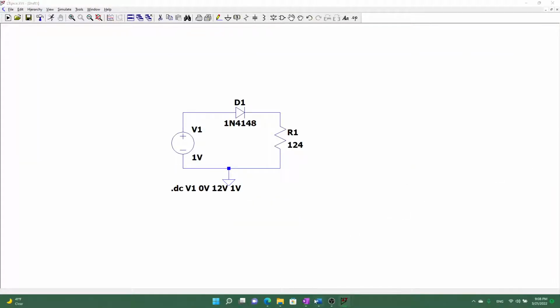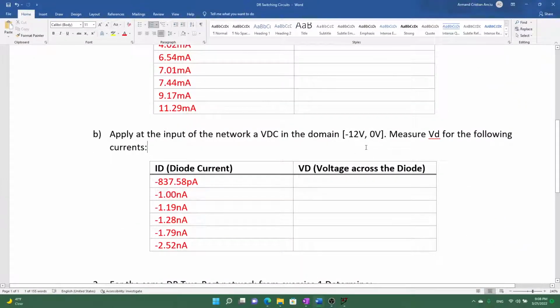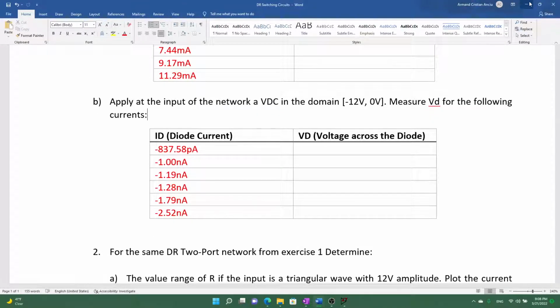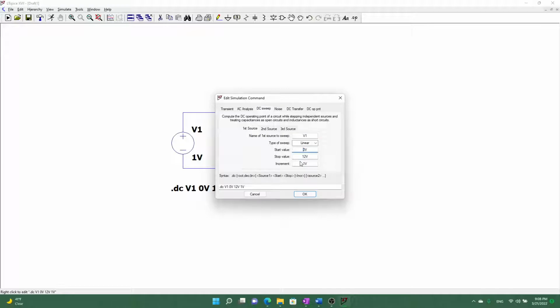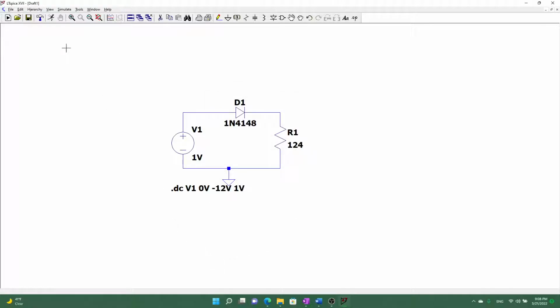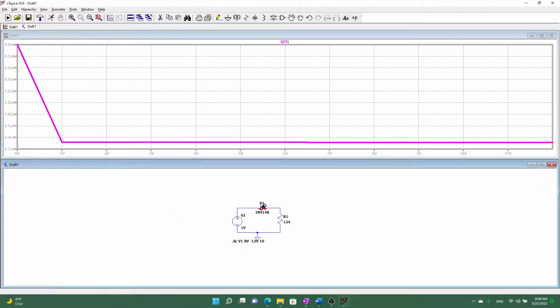And the next task asks us to measure the output across the diode for a negative DC sweep, so -12 to 0 volts. So we have to change the parameters of our analysis. We're starting at 0 and going down to -12 with 1 volt increment. Again, we're interested in the current, and you'll see how the output waveform looks this time.